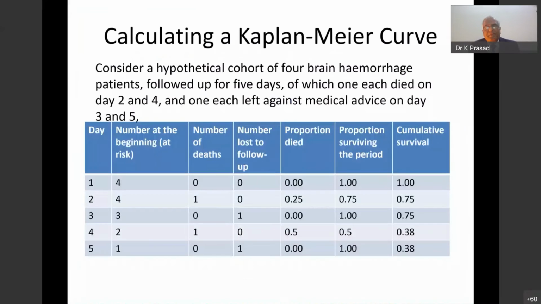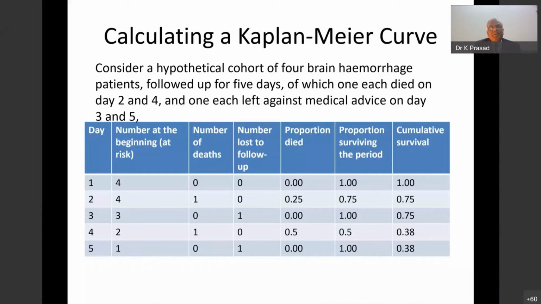Suppose, and I'm going to take only 5 days follow-up to make it easy for you to understand, 4 patients with brain hemorrhage were followed up for 5 days. As you can see, 1 each died on the 2nd day and 4th day, and 1 each left against medical advice, not an unusual thing, on the 3rd day and 5th day. So this is the scenario, easy to follow.